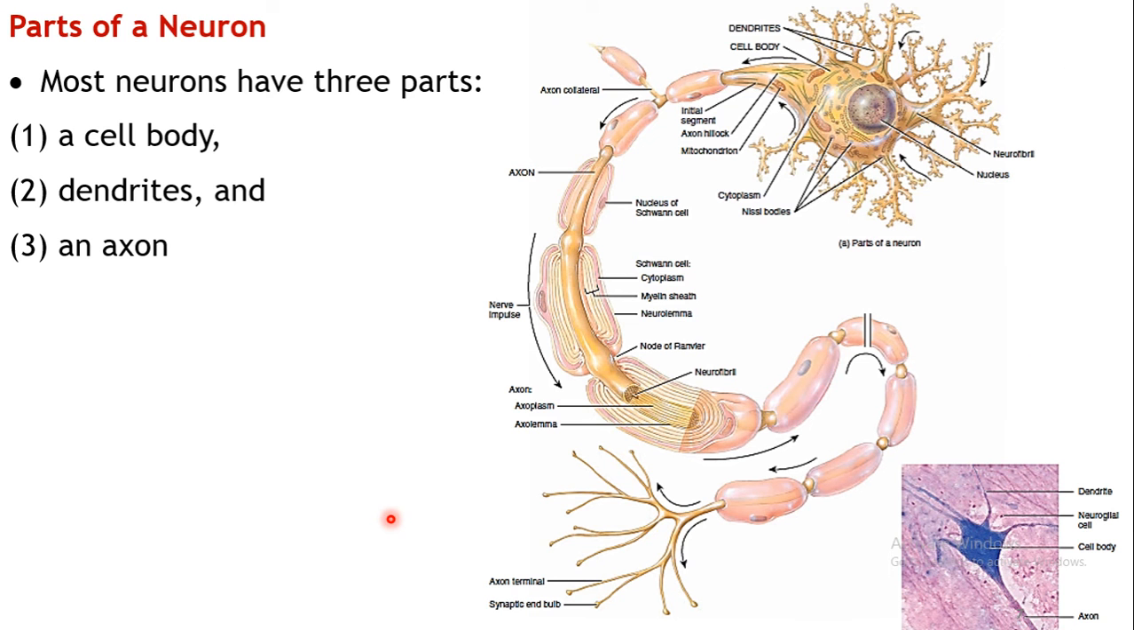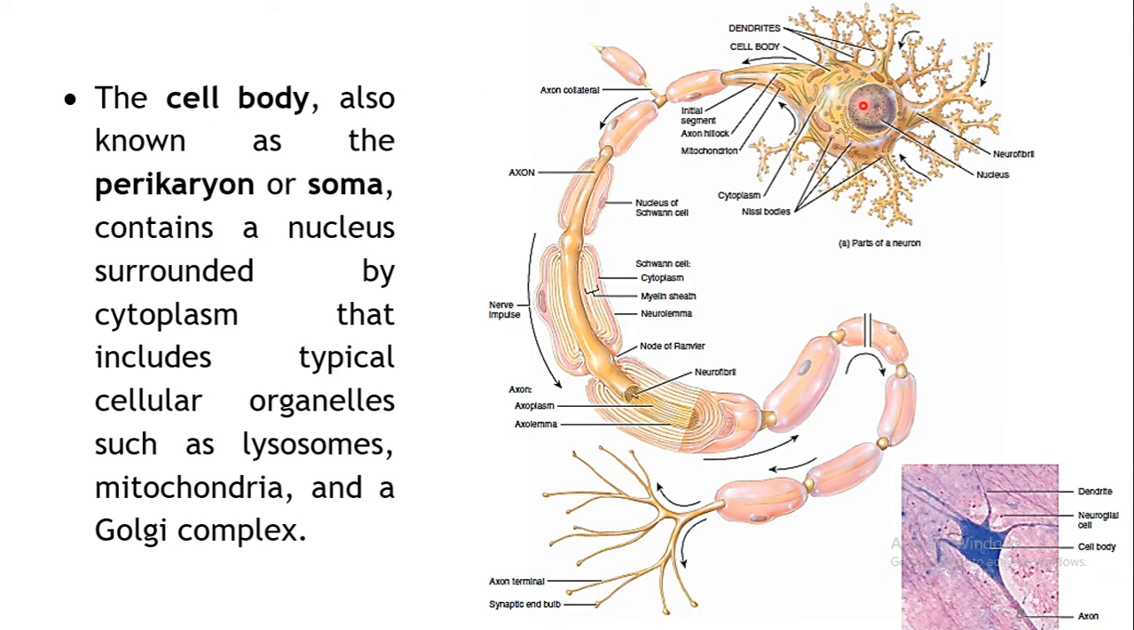Now coming to the parts of the neuron. Basically a neuron has three parts: a cell body, the dendrites, and an axon. A single cell body will be present. The cell body is this particular part. As you can see, a number of organelles are present over here. Normally the cell has several membrane bound organelles within it. Similar types of organelles are also present in the cell body, which is also known as perikaryon or soma.